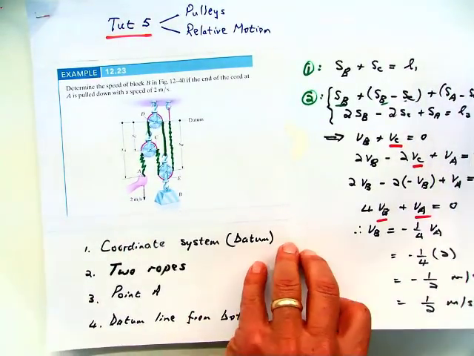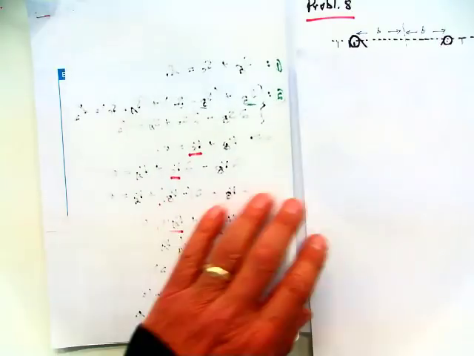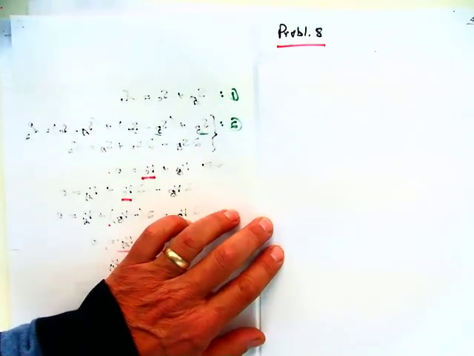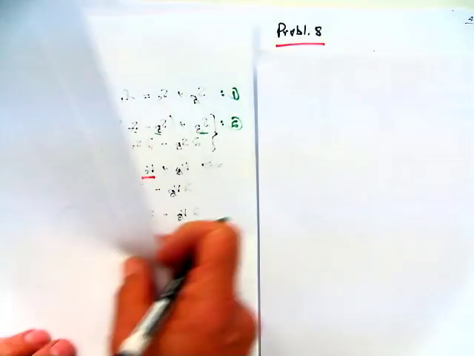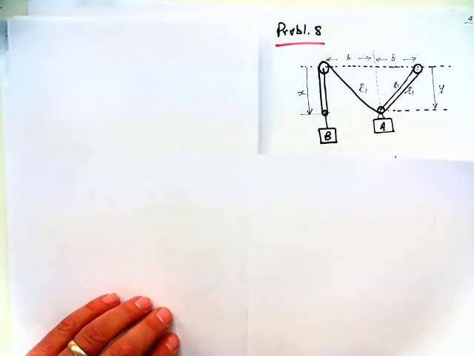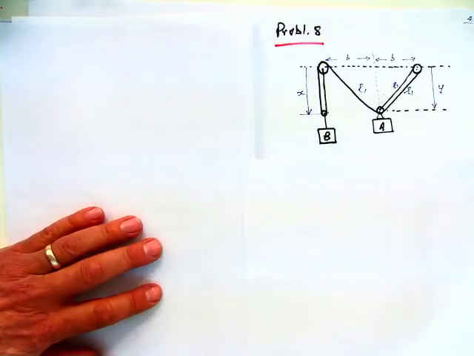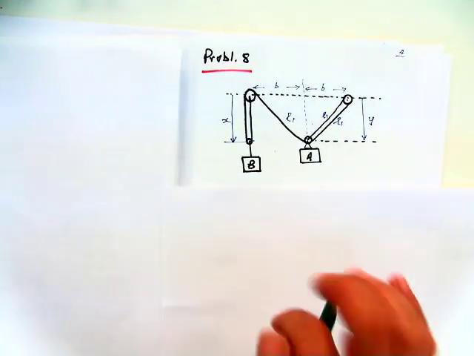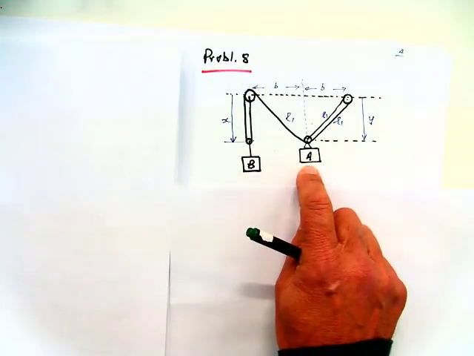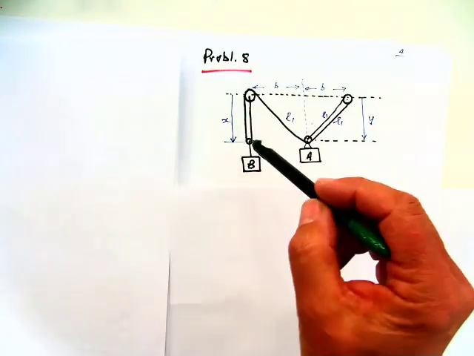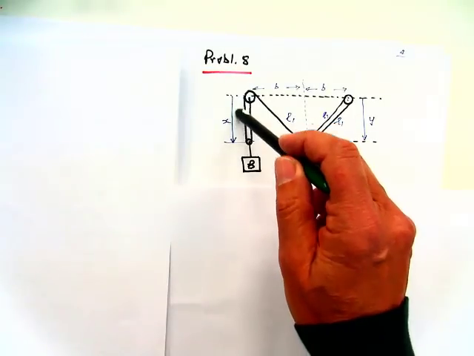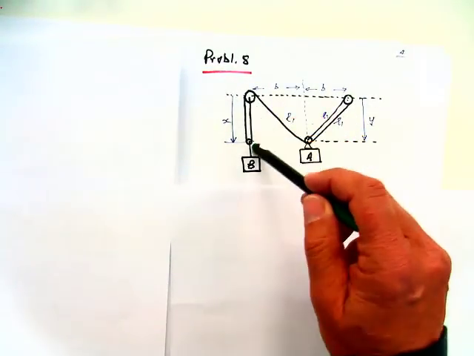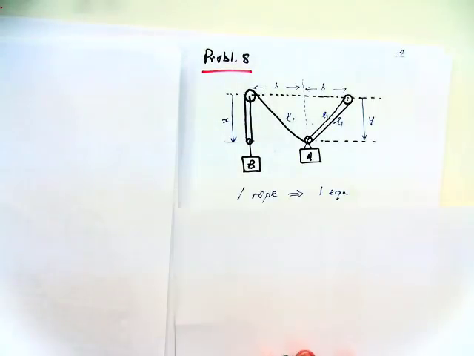Okay, another one, a little bit different, is like in problem 8. In problem 8, you have this one: mass B and a mass A. And if you check this rope, you'll see it's one rope, one rope going all the way around. So with one rope, you need one equation.